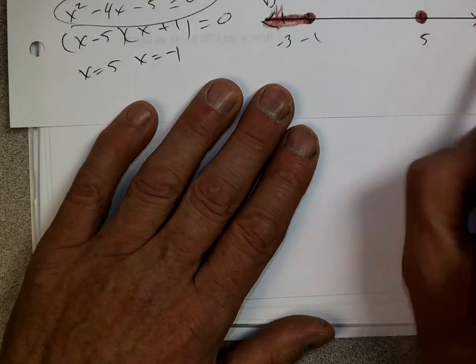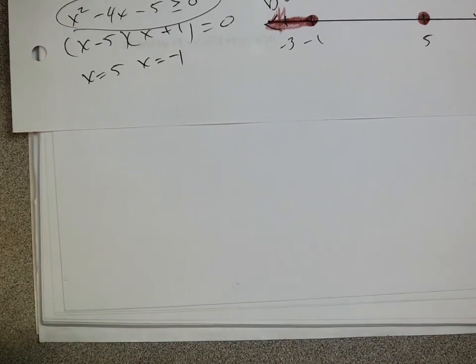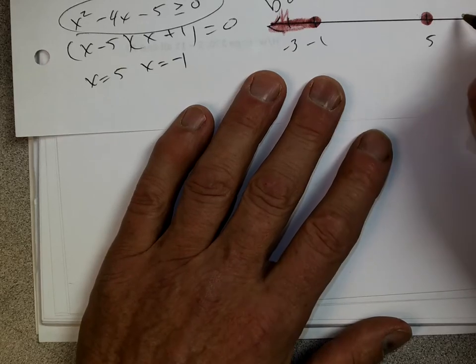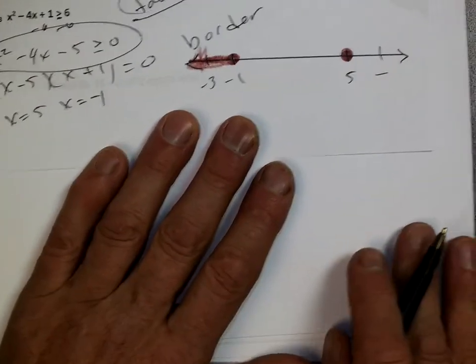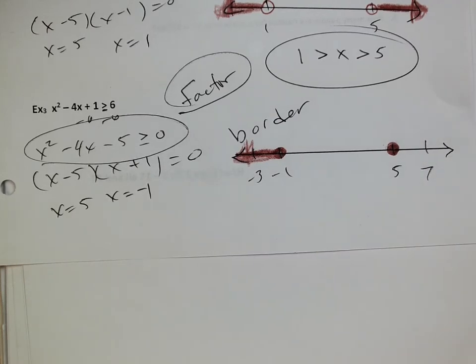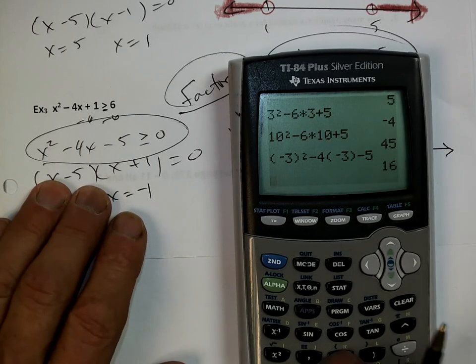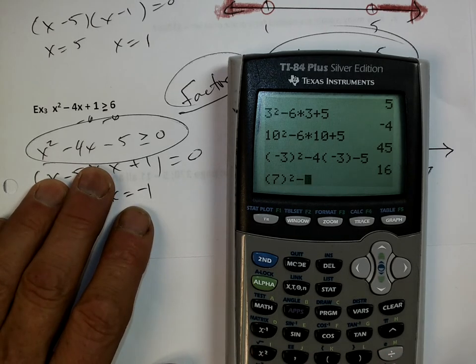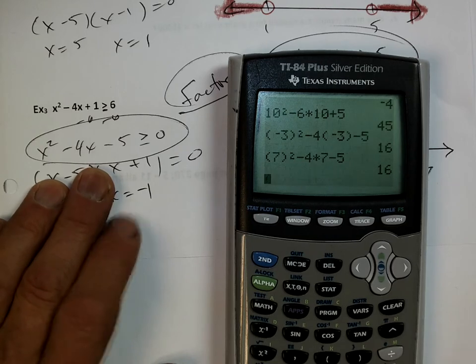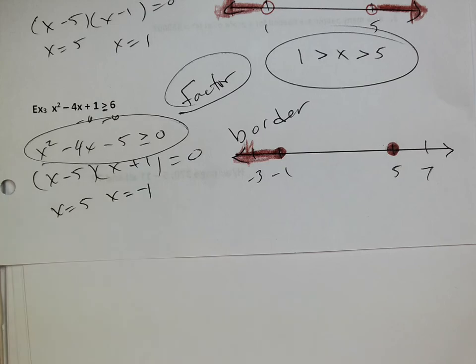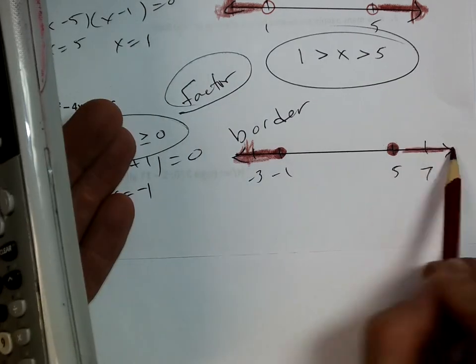Give me a value over here. 57.3. No. Give me something nice. How about 6? Okay, I'll use 7. Thank you, Megan. Let's go with 7 squared minus 4 times 7 minus 5, and I get 16. Is 16 greater than 0? Yeah, so let's shade that region with the true statement.